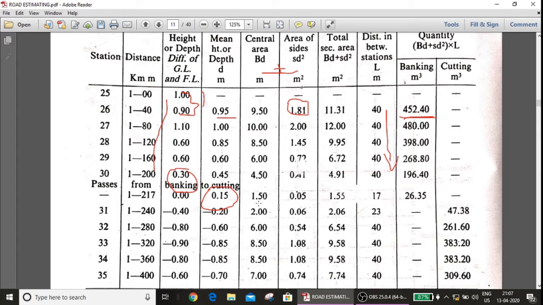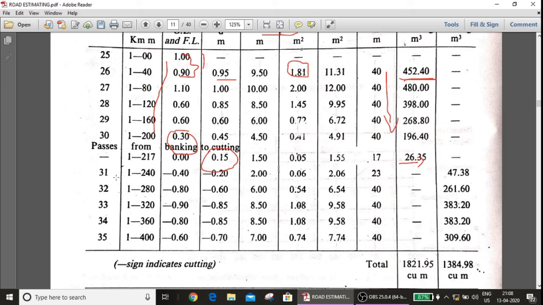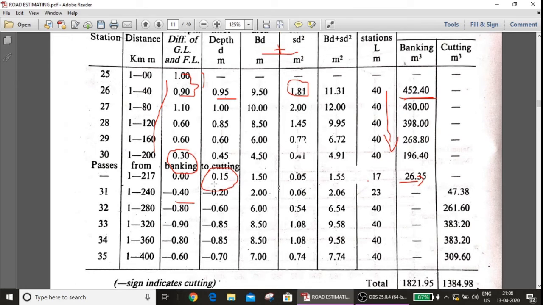Then again the procedure continues. 1.50 into 10, then SD square. Here S is 2. BD plus SD square, so the same value repeats. After that we get station 31, 0.40. So next, 0.40 plus 0 by 2, it is 0.20. Here the negative sign indicates that it is cutting, the formation is going to be cut. Negative sign indicates cutting.